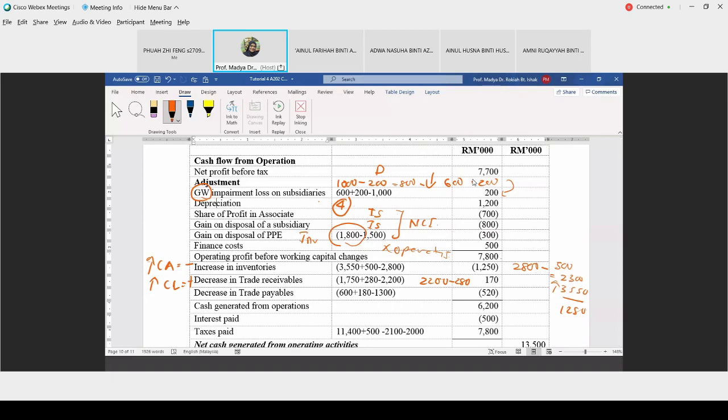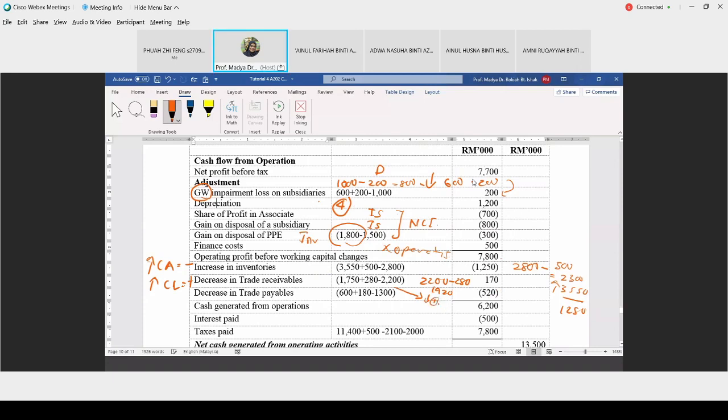So 200 minus that 280, you're going to have 1920. 1920 compared with 1750, so there is a decrease by 170. A decrease in trade receivables here, you're going to plus.